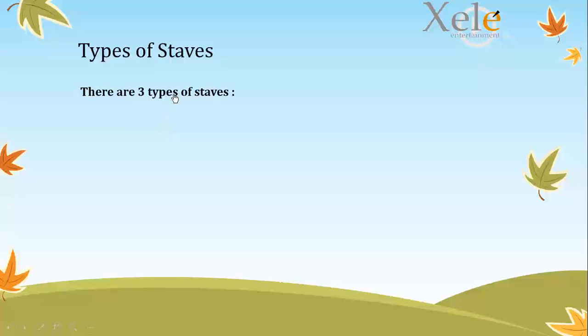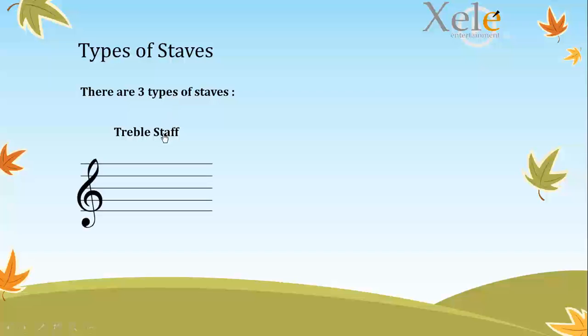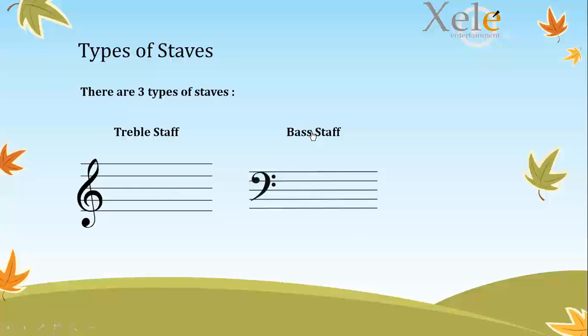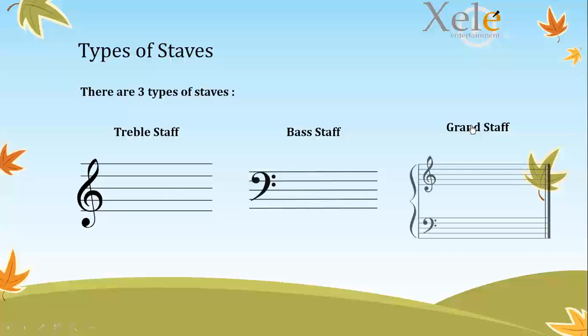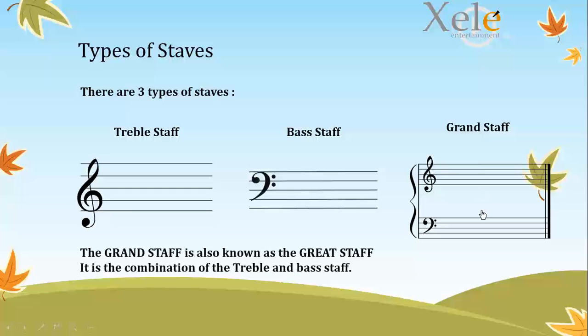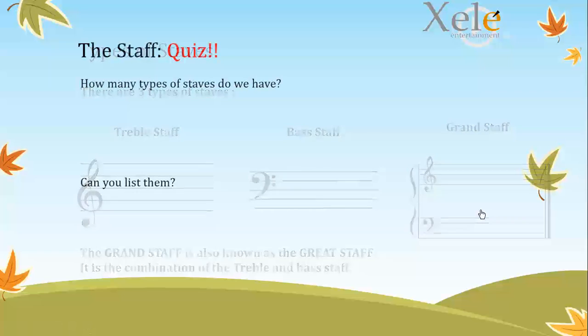Now we have 3 types of staves. The first of them is the treble staff, and this is what the treble staff looks like right here. The second type we have is the bass staff, and this is what the bass staff looks like right here. And finally, we have the grand staff. The grand staff is when you take the treble staff and the bass staff and you combine them together. What it will give you will be a grand staff like that. The grand staff is also known as the great staff. So when you say grand staff or great staff, you're actually saying the same thing.